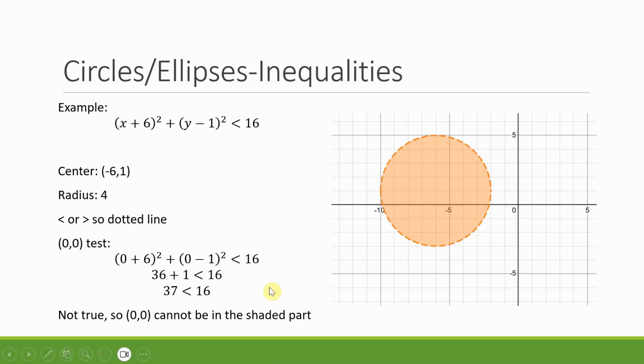So what's that look like? Looks like this. I go over 6 and up 1 to find the center. I go 1, 2, 3, 4 to get my radius. So that's correct. Notice this is drawn with a dotted line. And if 0, 0 is over here outside the circle, I know 0, 0 is not true. So I have to shade inside the circle so I don't have the 0, 0 shaded.